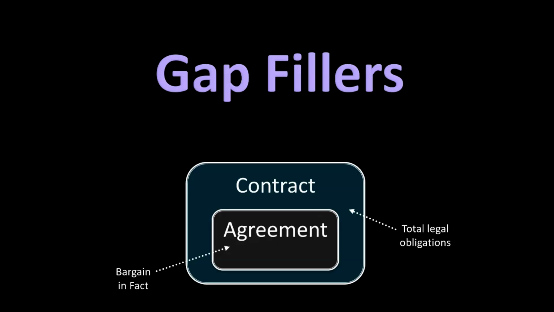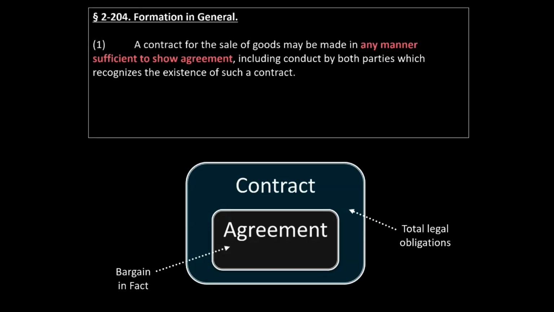Gap filler provisions of Article 2 fill in the gaps in the parties' contract by supplying a relevant term to address the issue. Gap fillers are important because, as we have already seen, the UCC, like the common law of contracts, recognizes that parties may form a contract in any manner sufficient to show agreement. Thus, an agreement may be reached formally through a written contract drafted by attorneys and signed by both parties, but it may also be reached informally. For example, an agreement may be made orally or simply through the parties' conduct, any manner that manifests the parties' intent to be bound to a deal.